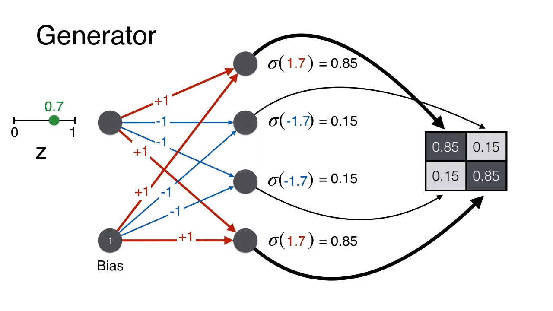Notice that by the way we built it, this neural network will always generate large values for the top left and bottom right corners and small values for the top right and bottom left corners, no matter what value z we input, because remember, z is between 0 and 1. Therefore, this neural network will always generate a face. That means it's a good generator.